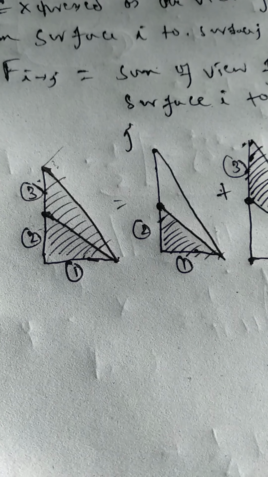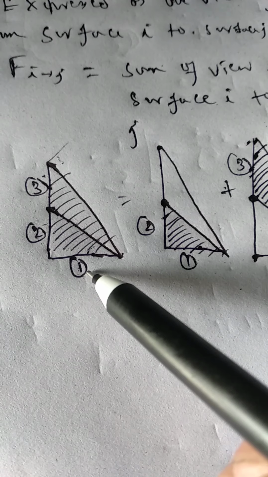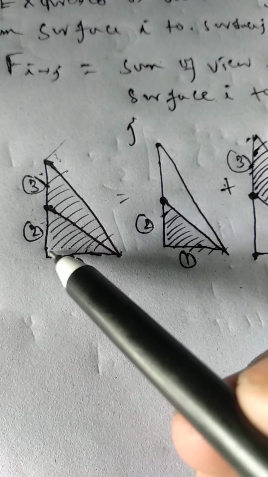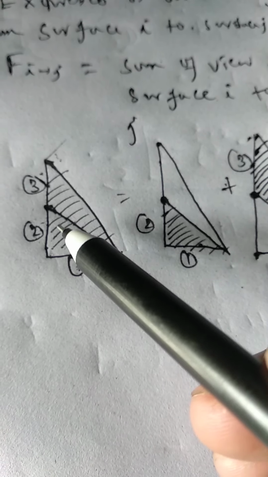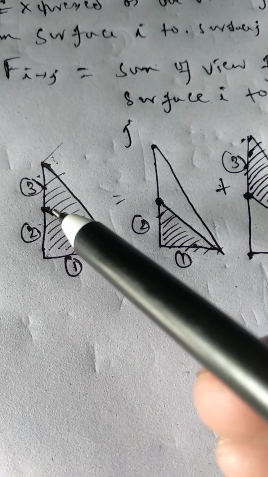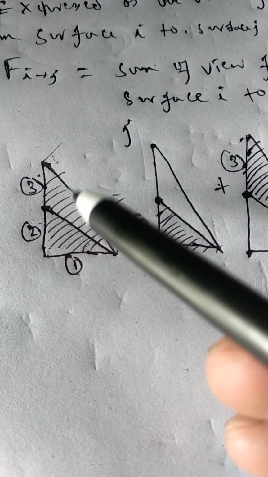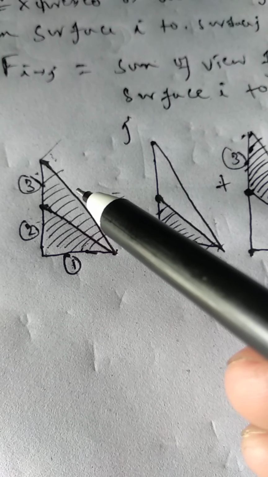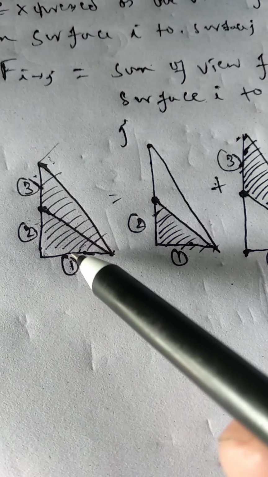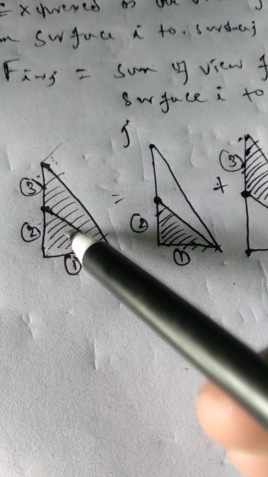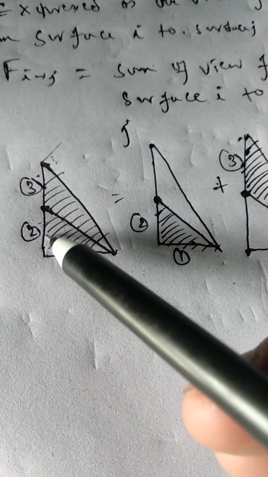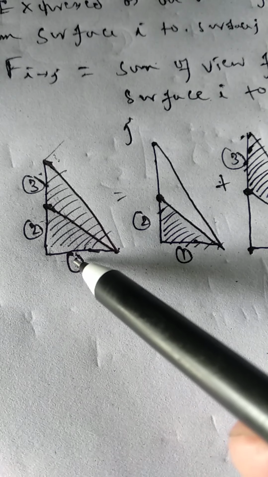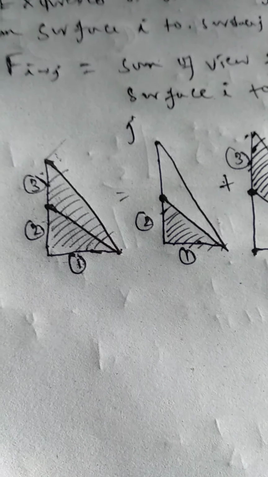Now the radiation which leaves surface 1 strikes these two surfaces 2 and 3 shown over here, and the radiation that leaves surface 1 and strikes the combined surface 2 and 3 is equal to the sum of the radiation which leaves surface 1 to 2 plus surface 1 to 3. Very simple.